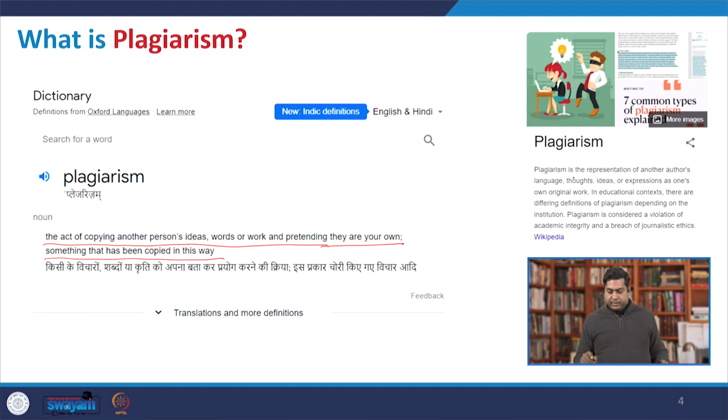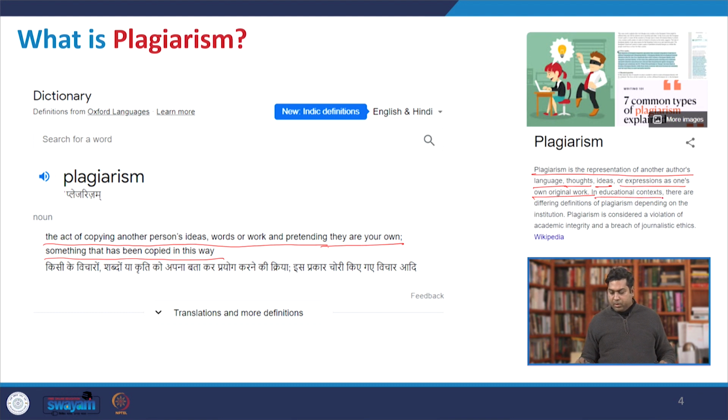This is the Wikipedia definition: plagiarism is the representation of another author's language, thought process, ideas, or expression as one's own original work. Somebody has done that work and I claim it is mine without acknowledging it, or I take some unpublished research, or gather it from different sources and claim that this is mine. This is again a problem.